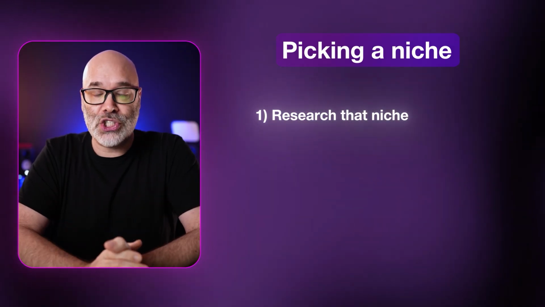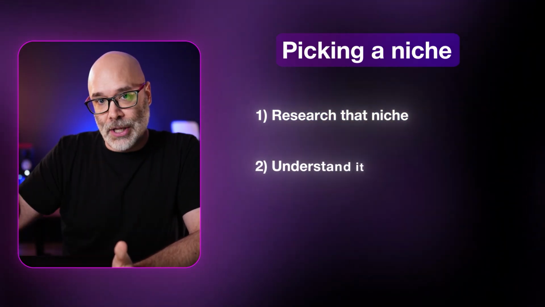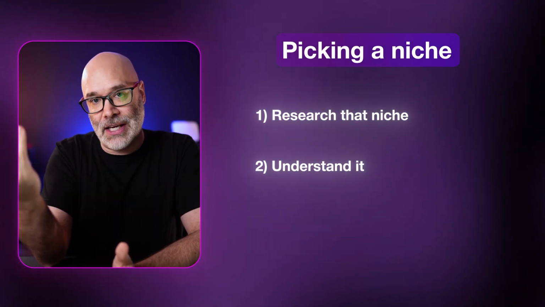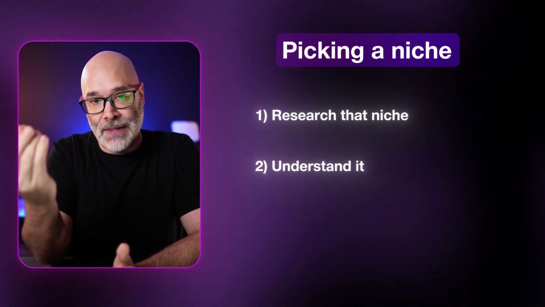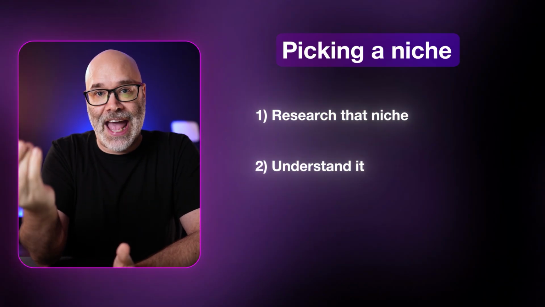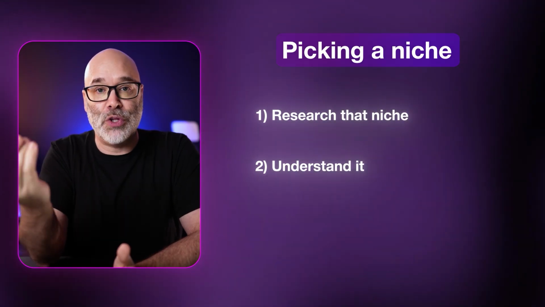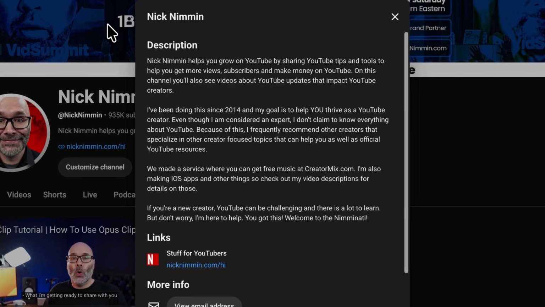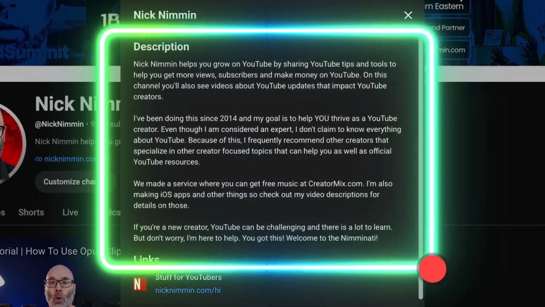When it comes to your niche, you want to make sure that you understand it enough that you can take all of the content that you're planning on making and condense everything down to a single sentence. The idea is that if somebody asks you what type of channel you have, you want to be able to say this sentence. For example, my channel helps people learn how to thrive on YouTube.